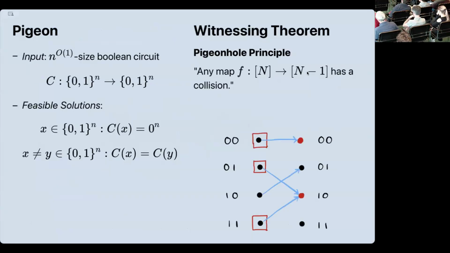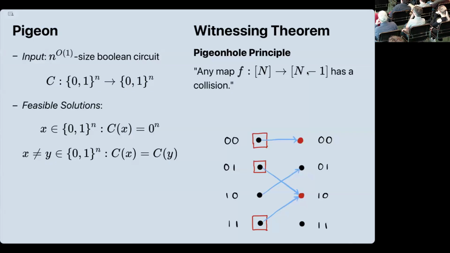It takes in n-bit strings and it outputs n-bit strings. And we're asked to output one of two possible feasible solutions. Either output a string that maps to the all zero string, in other words, find a pigeon that maps to the first hole, or find two pigeons that collide, mapping to the same hole. And this is obviously a total relation, because if the first case doesn't hold, then there must be a collision somewhere. In fact, there's a witnessing theorem for the fact that this is a total relation, and it's very familiar to us in proof complexity. It's just the pigeonhole principle.